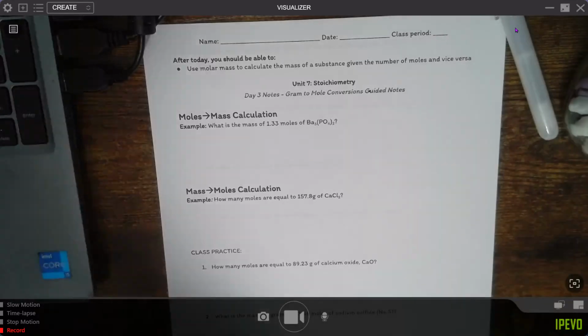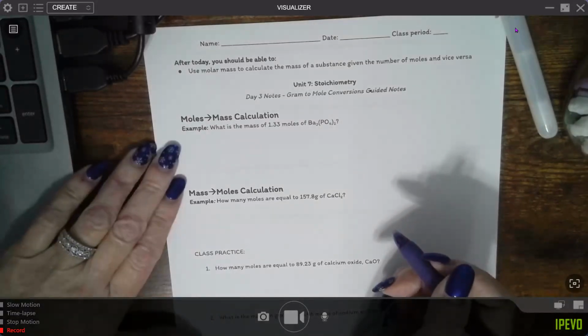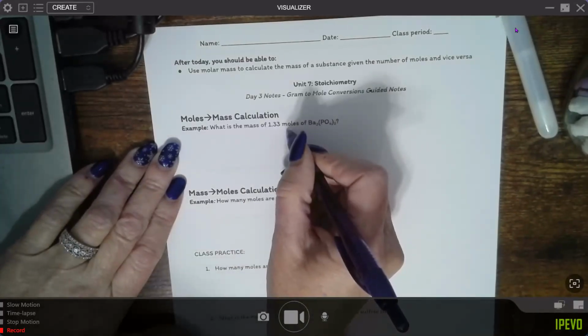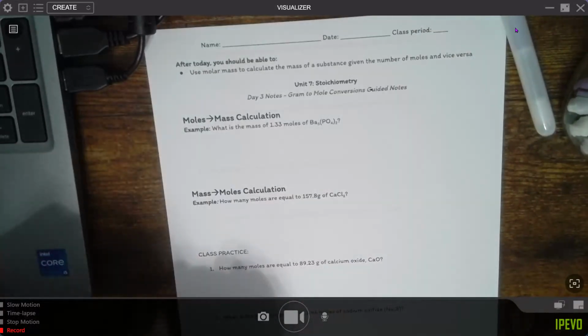This video will show you how to convert between mass and moles. All right, so you're going to see one of two types of problems. Like this first problem, it asks us for the mass, it gives us moles. So we're going to start by figuring out what we know and what we need to know.